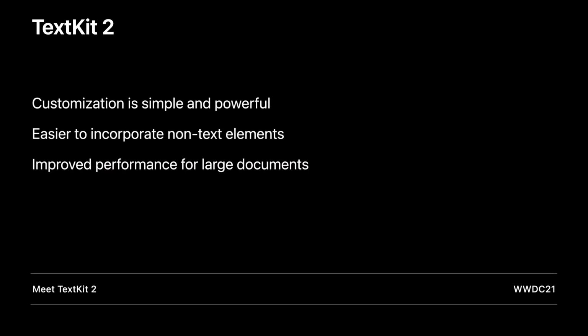The new layout engine provides a robust set of customization points, making it simple to extend the layout system and add your own behaviors. The nonlinear layout system also lends itself well to mixing non-text elements into your text layout. And it does all of this while improving performance for even the largest documents. To learn more, check out Meet TextKit 2, which goes into full detail about the design of the new API and how to use it.